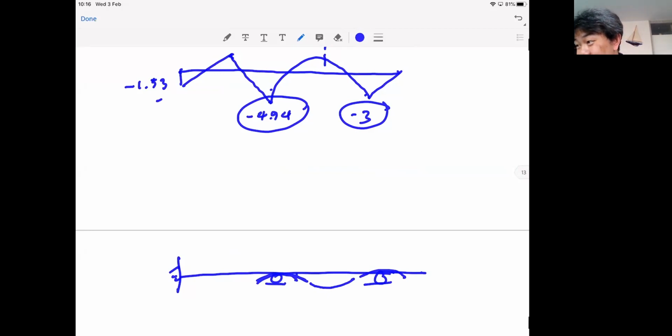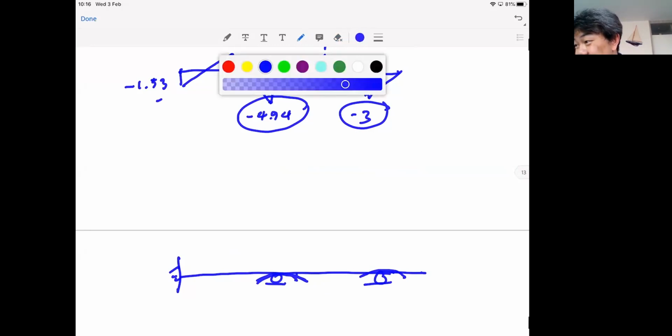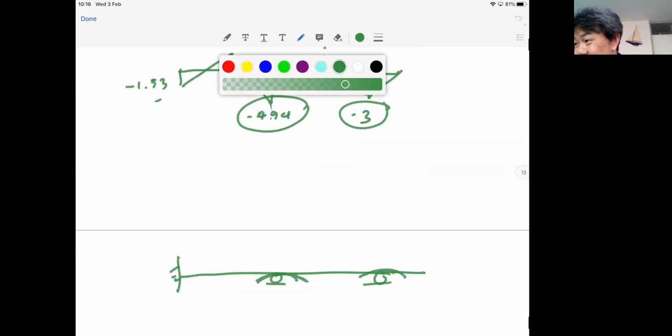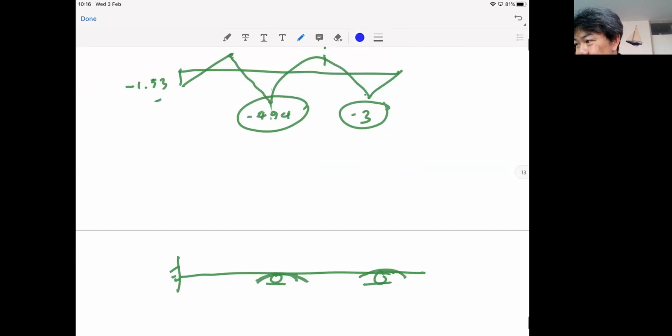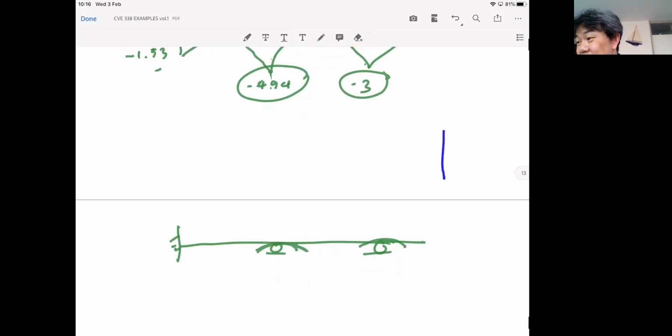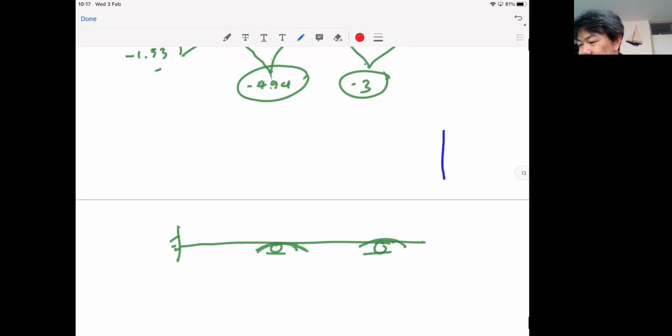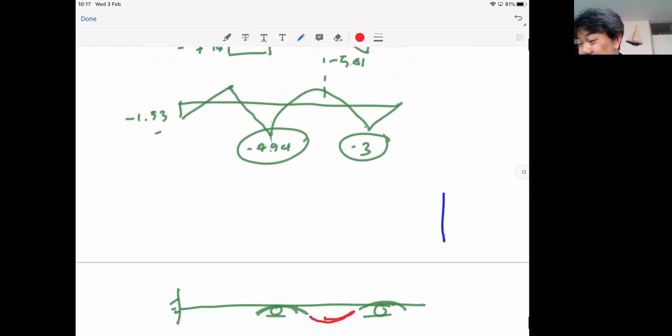So let me, you know what? Change the color a little bit. In this case, oh no, forgot. So now it turns green, everything. Fine. I can use red, I suppose. That's a positive moment that you can have because the span is long and the load is heavy.